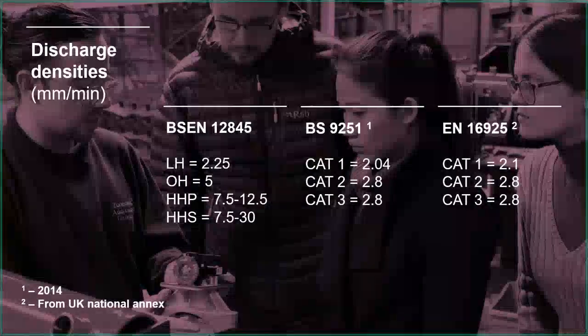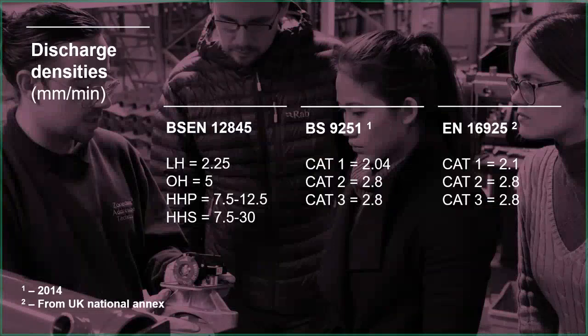So yeah, that's pretty straightforward, really. It's no surprise that the 12845 figures are higher than the residential standards. A larger fire, a category A fire, needs more water discharged onto it to have the same effect.